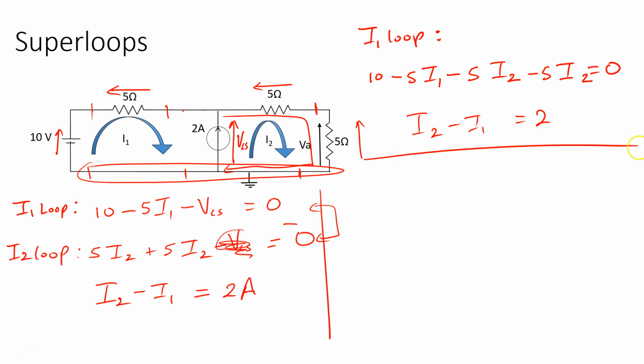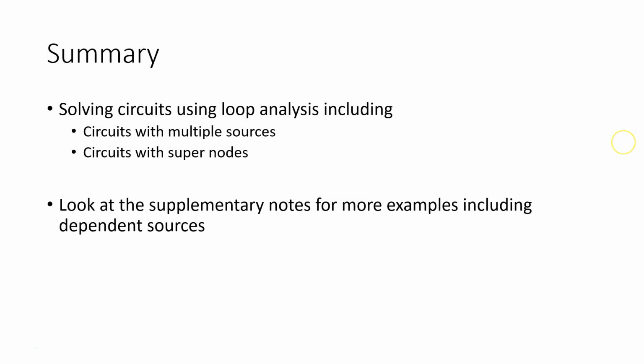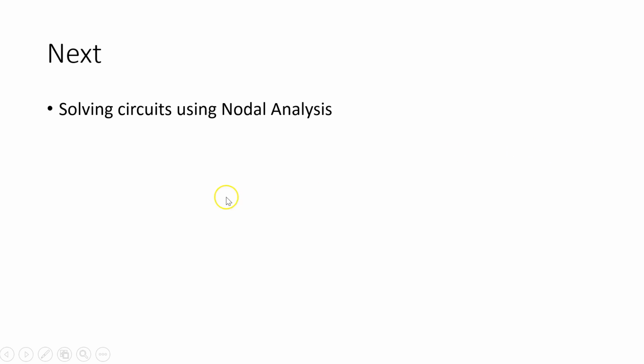To summarize, today we covered solving circuits using loop analysis, and this will work for multiple sources, voltage sources, current sources, and also we've looked at using super nodes to solve the circuits. So you can look at the supplementary notes for more examples where we'll cover things like dependent sources as well. Next time we'll be looking at solving the same types of circuits using nodal analysis.